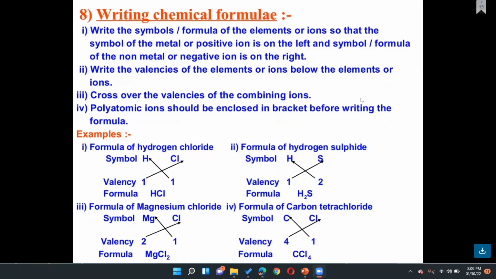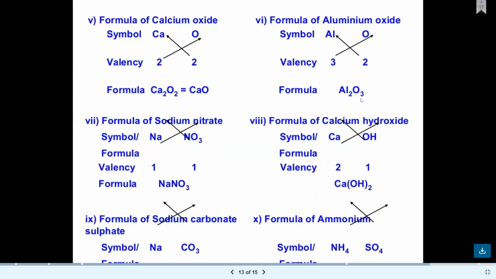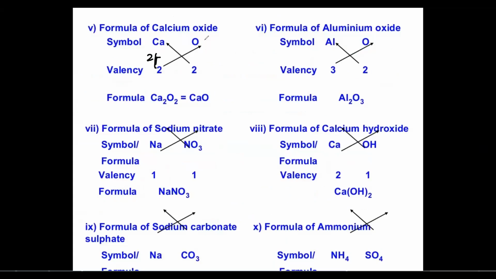Now the next one, calcium oxide. Calcium is Ca2+, oxygen is O2-. So again cross, and it will be Ca2O2. This will cancel and becomes CaO, calcium oxide. Sodium nitrate: nitrate is NO3 -1, and sodium is +1. So it is NaNO3.